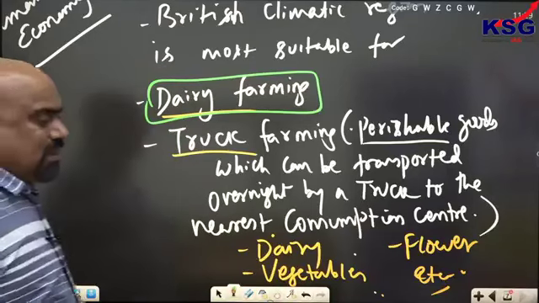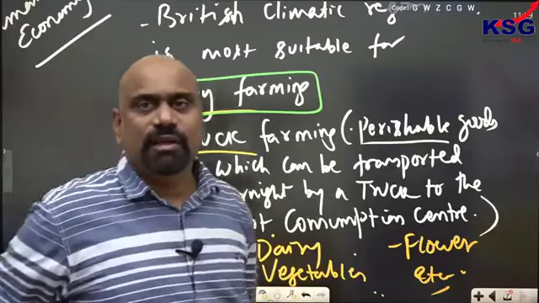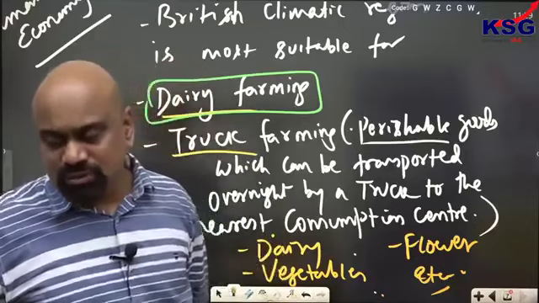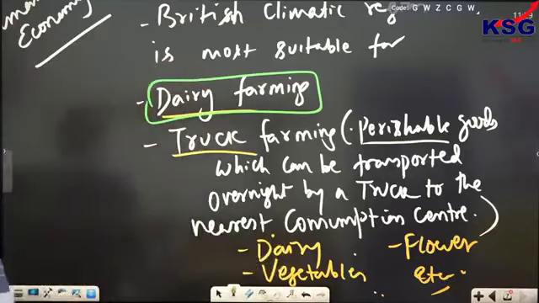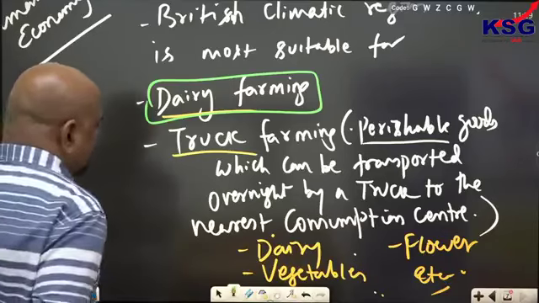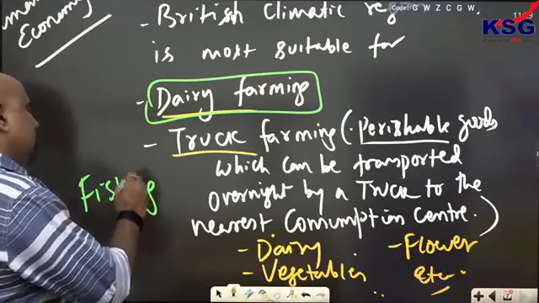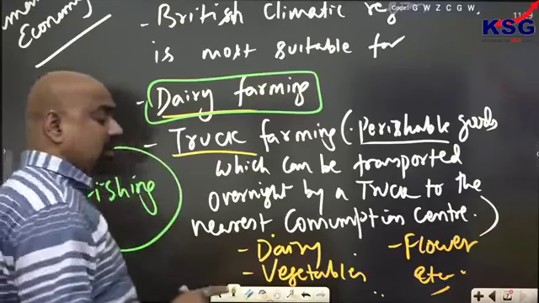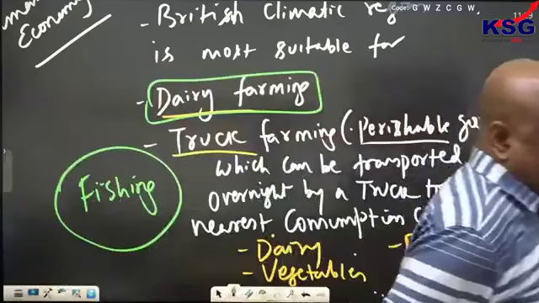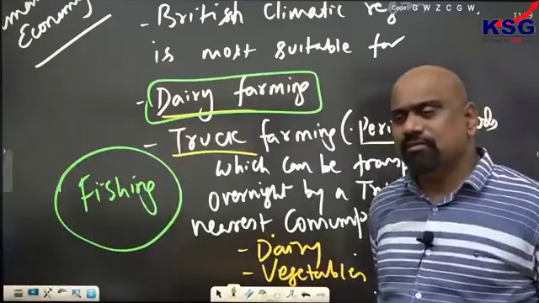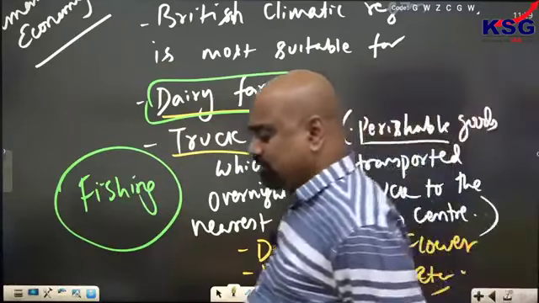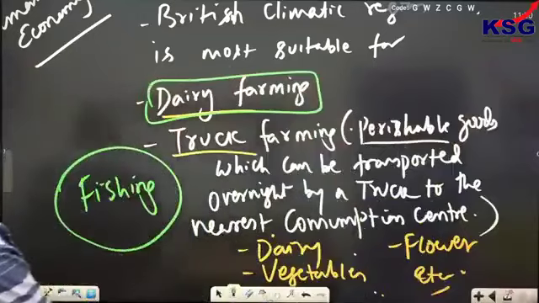Okay, no other things as such we have to say, but these are the most important characteristics of British climate. In these regions, fishing also is now dominating, in Norway and the British Columbia region. Fishing is more important in Laurentia than in the British type of climate, though the British type of climatic region is also known for fishing.